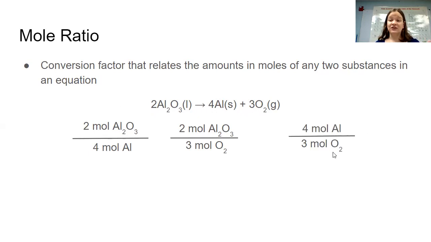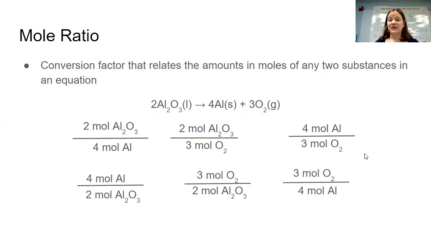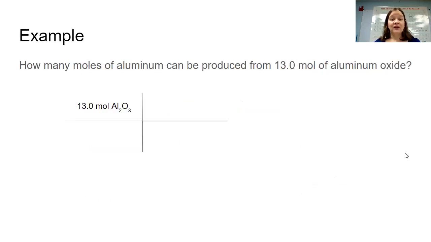Because it's a conversion factor, I can also have the inverse of each one of these. So I can use this either direction depending on what I need it to do, what I'm trying to convert from and go to. So let's look at an example. How many moles of aluminum can be produced from 13 moles of aluminum oxide?